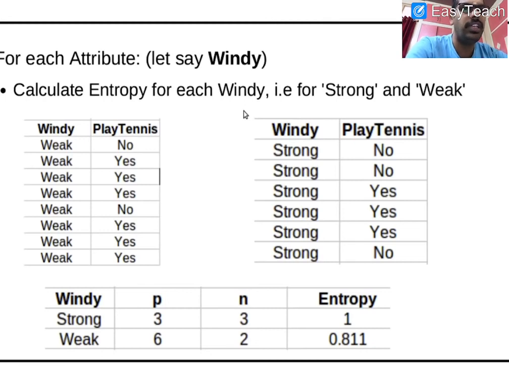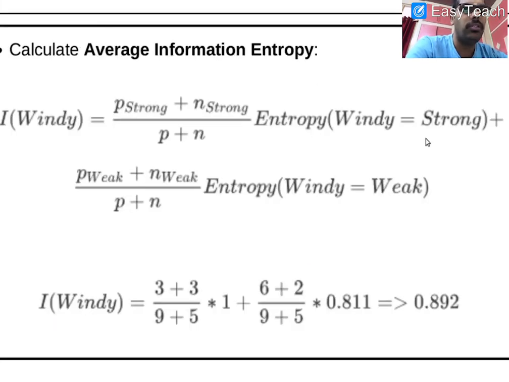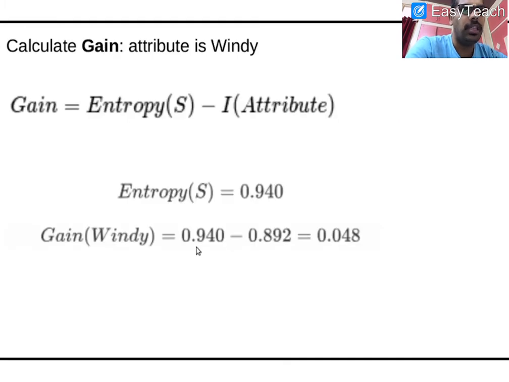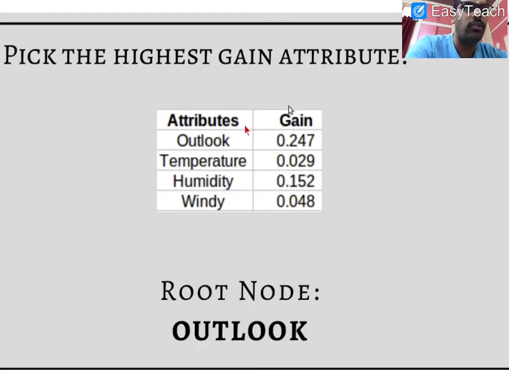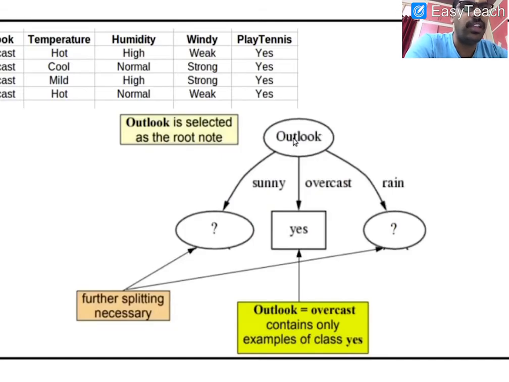And the last one is windy, weak and strong, and here also the same procedure. We are going to calculate the entropy, and the average information entropy, and now we computed the gain of windy. So this will be the gain. Now what are the gain values we calculated? For outlook, for temperature, for humidity, for windy. And which one is the highest value? Outlook will be the highest value. So now the root node is selected as outlook. Clear? So this is the way we are going to construct the tree.